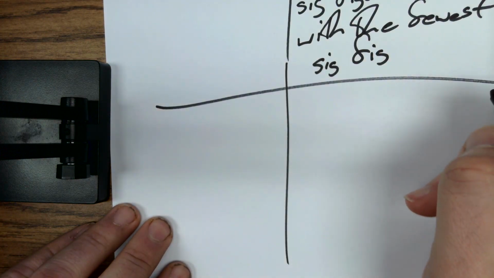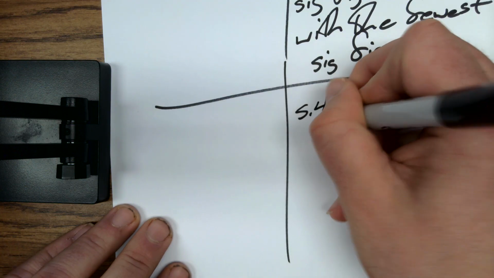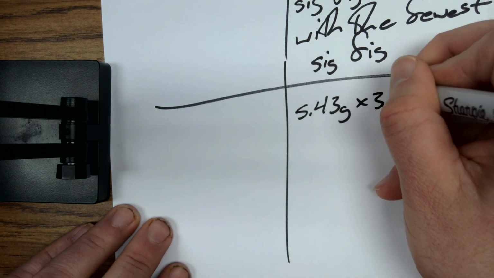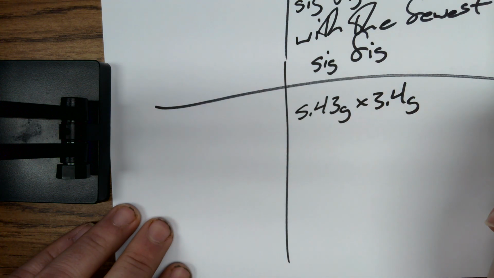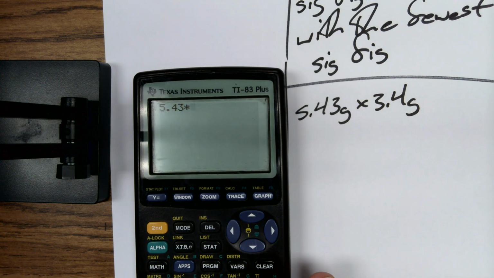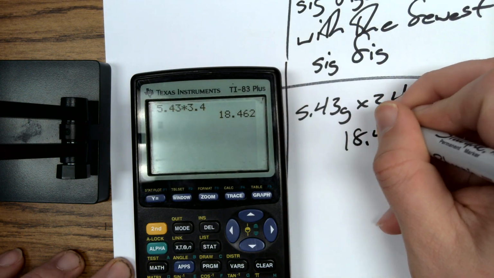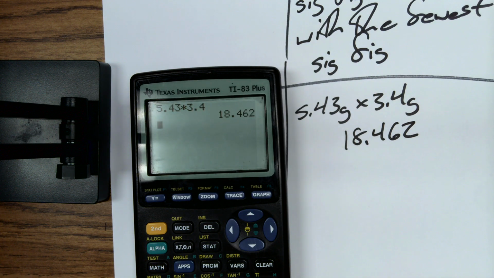If I have a calculator out, and you should grab one real fast, there should be plenty of them around. 5.43 grams times 3.4 grams. Someone do me a favor and punch that into a calculator and tell me what you get. 18.462. Yep, 5.43 times 3.4, 18.462. What's my unit? Grams what? Grams squared.